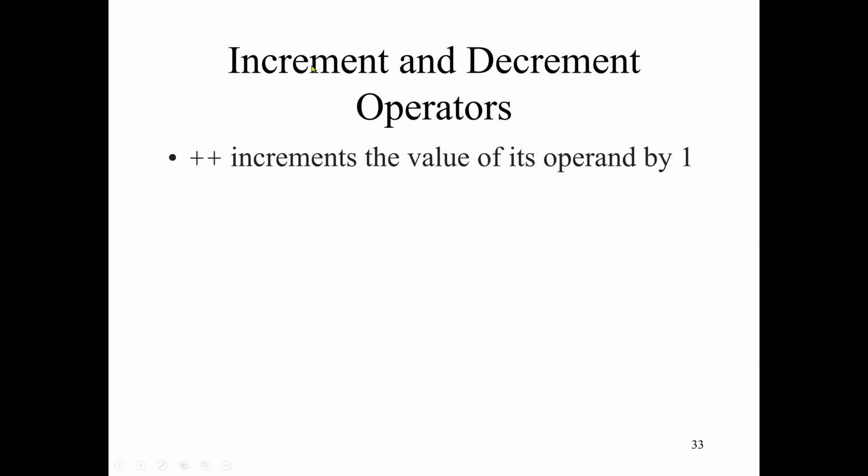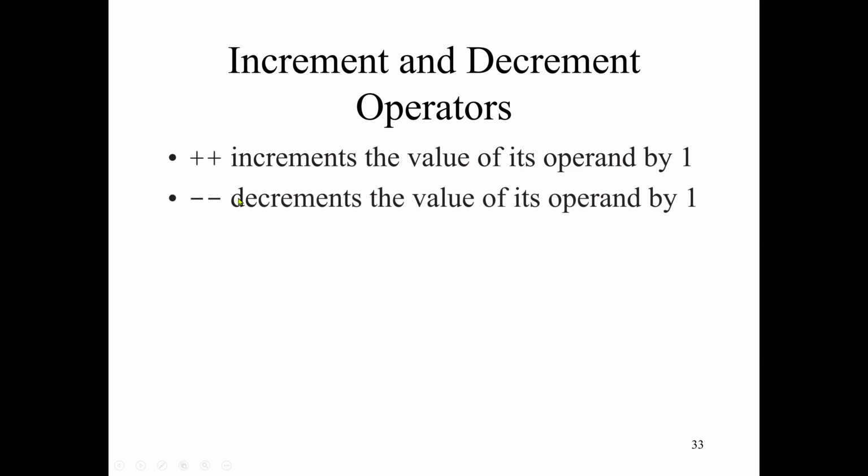We also have the unary operator called the increment. So plus plus means we are going to increment the value of its operand by 1. So if I say ++5, it means 6. Or if we have a variable named num and the value is 10, and we say ++num, it will increase it to 11. We also have the decrement operator that will decrease the value by 1.